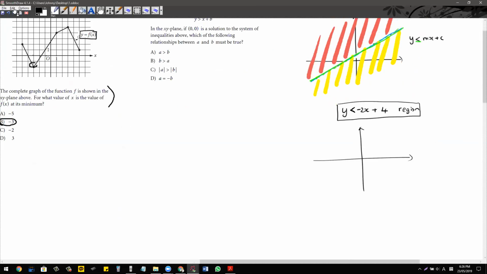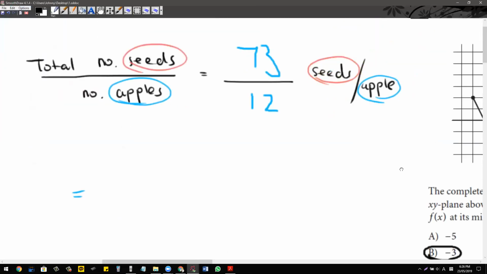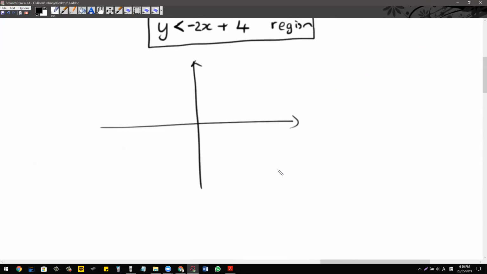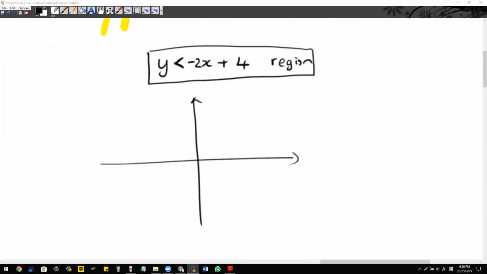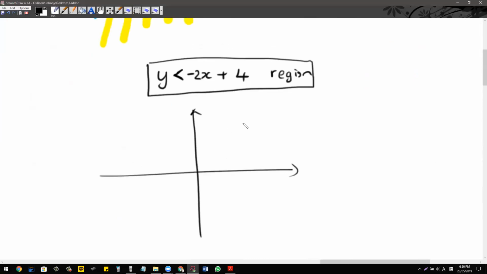I'm going to give the cursor to you again. So this one here. I still have to draw a line though. You have to draw the line first. But yes, you have to draw the line with dotted lines, because this is not an equal sign. There's no equal sign here. Okay.